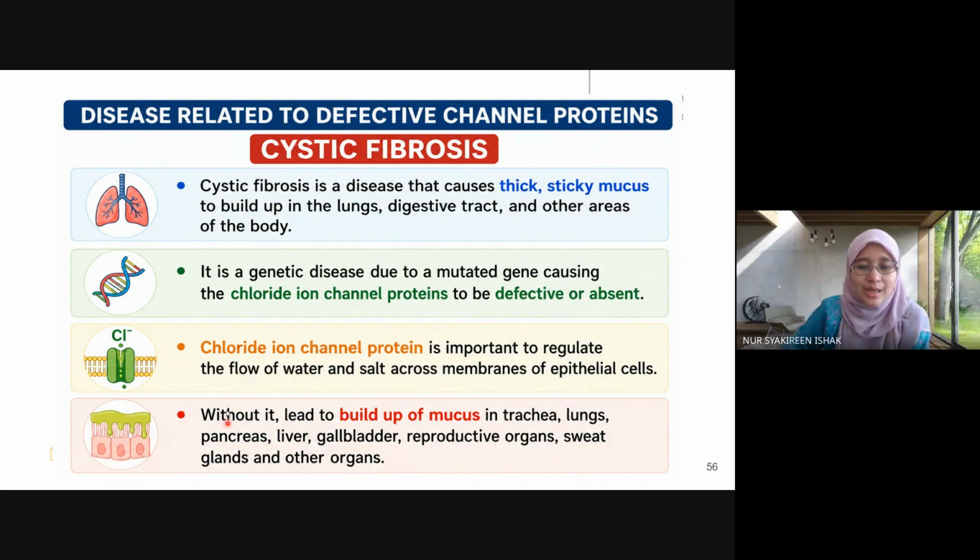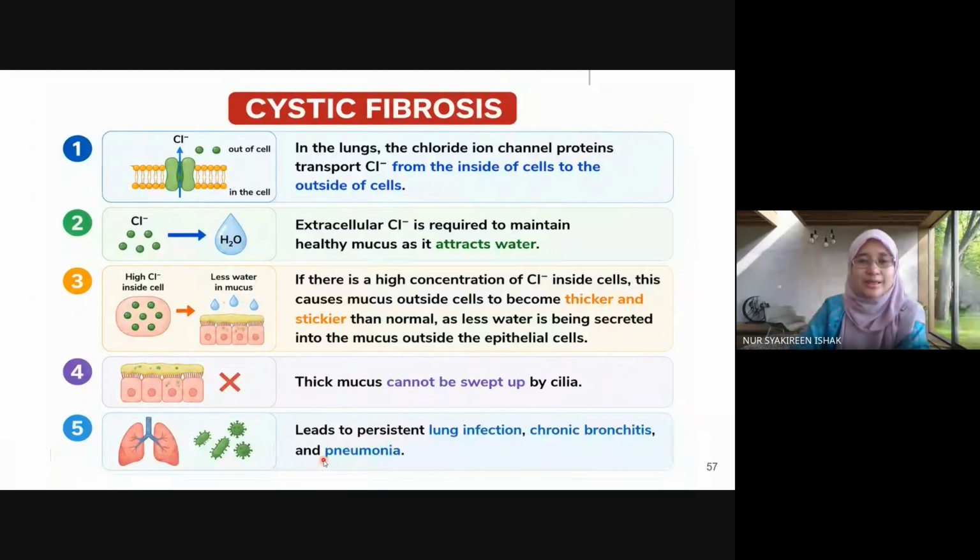So without the chloride ion channel, it leads to a build up of mucus in the trachea, lungs, pancreas, liver, gallbladder, reproductive organs, sweat glands, and other organs. So let's look at the mechanism.